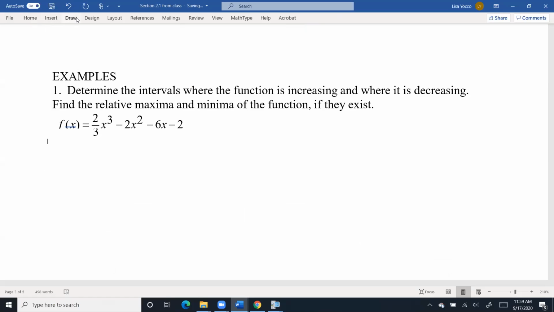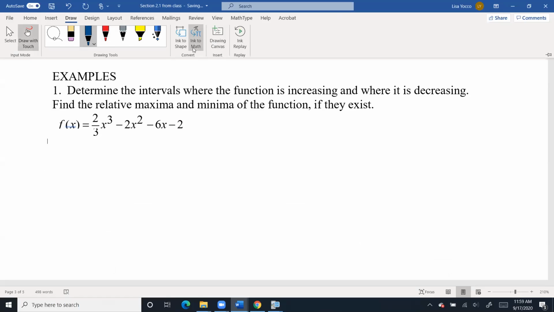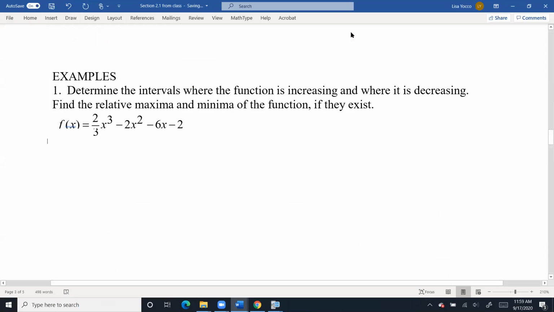All right, so what I'm going to do is go through how we use calculus to help us find the answer to the question.